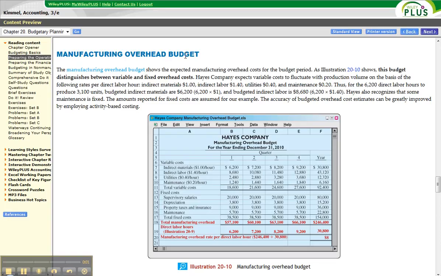A manufacturing overhead budget is the next manufacturing budget that has to be produced. What do we expect to have as manufacturing overhead costs for the period? This kind of budget just breaks down all of our overhead into variable and fixed categories, and it just comes up with those amounts and adds them up.